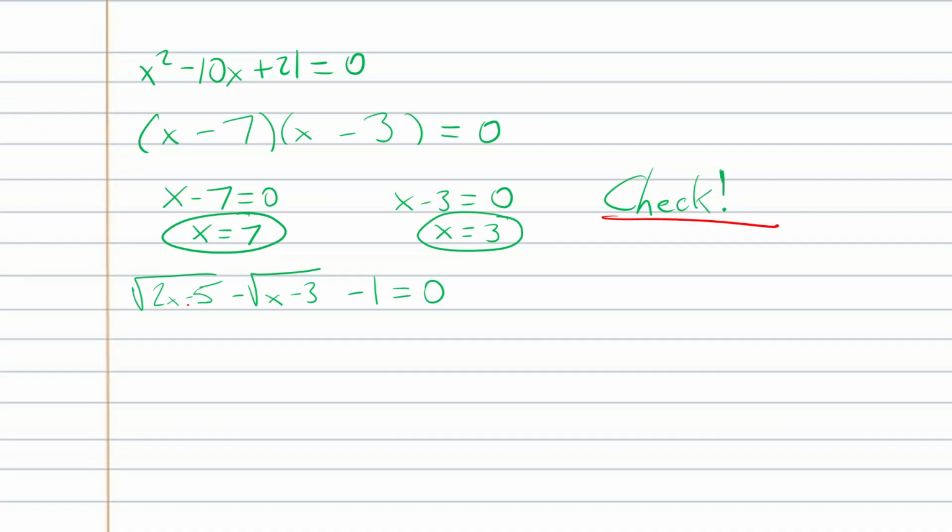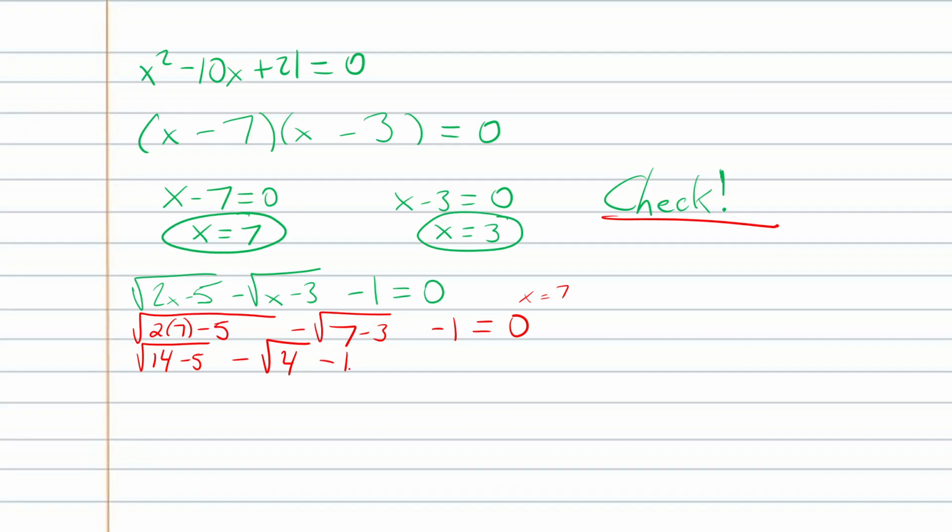We'll check first with x equals 7. So I'll just plug 7 in for x and check. So it's 2 times 7 minus 5 underneath the first square root. It's 7 minus 3 underneath the second square root. And then we just have to simplify. 2 times 7 is 14. So I get 14 minus 5. 7 minus 3 is 4. So I'm looking at the square root of 4. And then a minus 1 here.